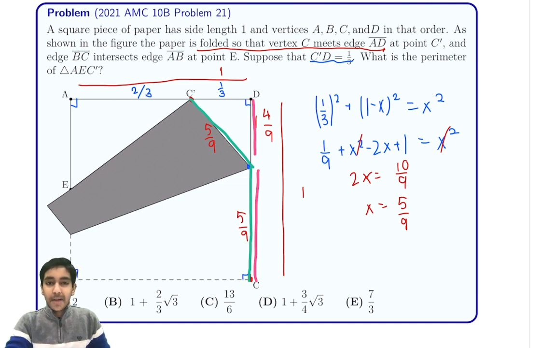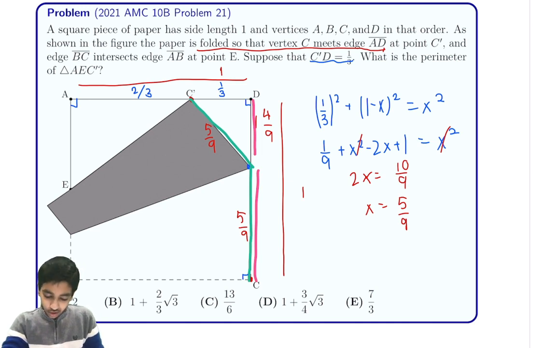To find the perimeter of AEC prime, we need to find the side lengths of the triangle. We know one side length already, so we just need to find two more. We can easily find EC prime by the Pythagorean theorem if we know AE. So really, we need to find AE. Is there any easy way we can do that?